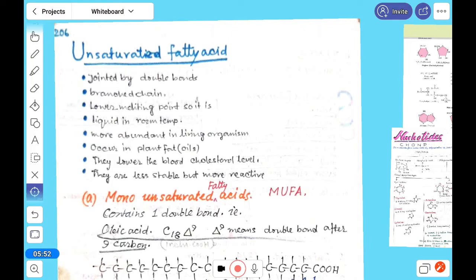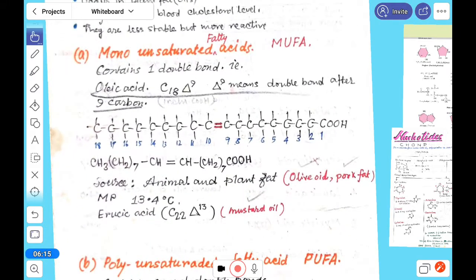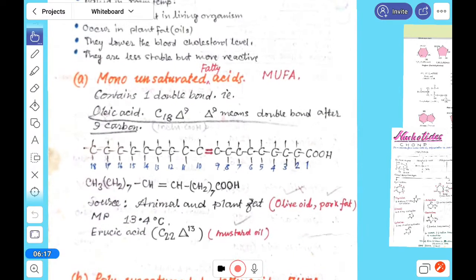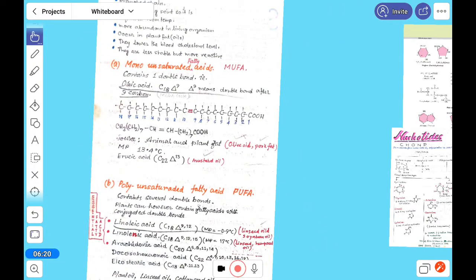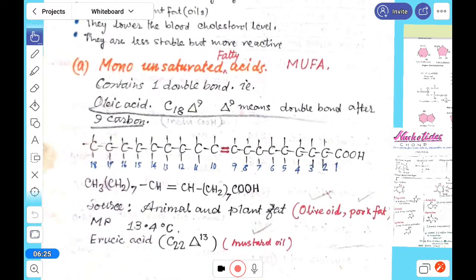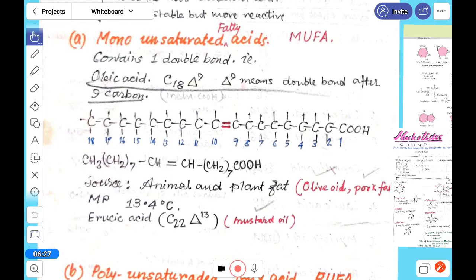Unsaturated fat is just the opposite of saturated fat. The characteristics: it has a double bond, it is branched chain, it has a lower melting point, and it is liquid at room temperature. So for all these characteristics, you just make the opposite. Now unsaturated fatty acid is again divided into polyunsaturated fatty acid and monounsaturated fatty acid. In short, MUFA and PUFA.